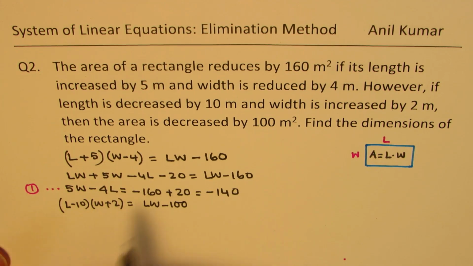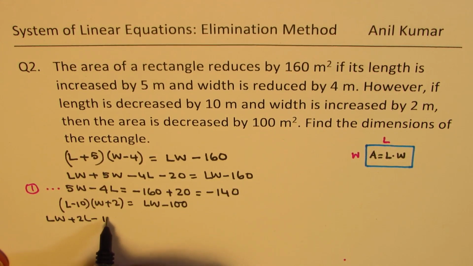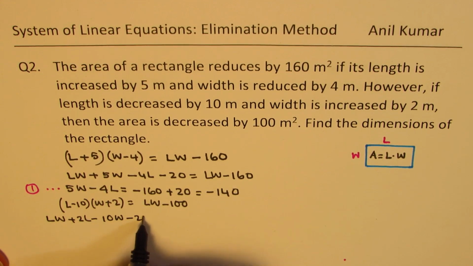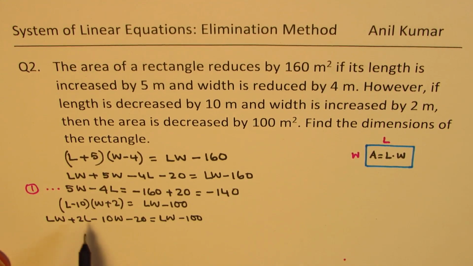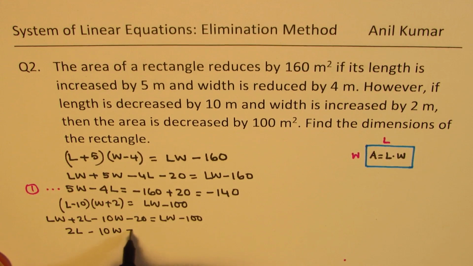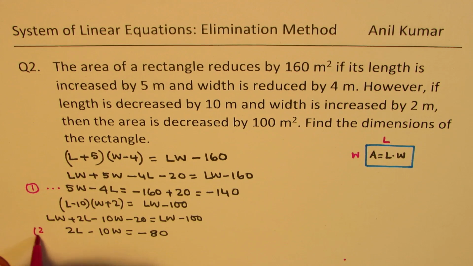Now we can again expand it. Let me multiply with L both the terms first. So we get length width plus 2L minus 10W minus 20 equals length width minus 100, right? So the length width product cancels. We get 2L minus 10W equals, taking minus 20 to the right side, minus 80. Is that clear to you? So we did minus 100 plus 20 to get the second equation.